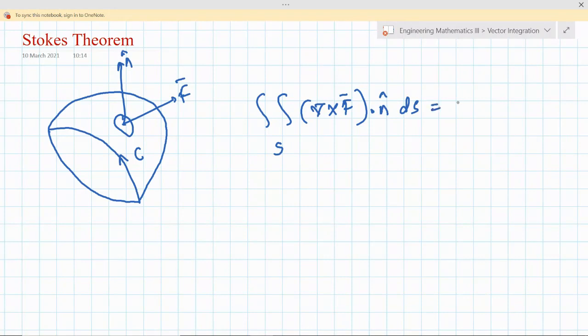This is the same as the line integral of the tangential component of f bar taken around the curve C. The line integral is nothing but f bar dot dr bar. This indicates a closed curve. It means in the Stokes theorem we have a double integral equal to a single integral, meaning surface integral is equal to line integral.